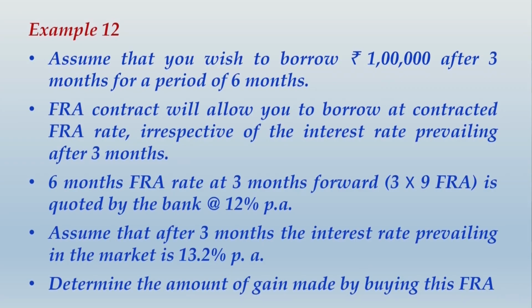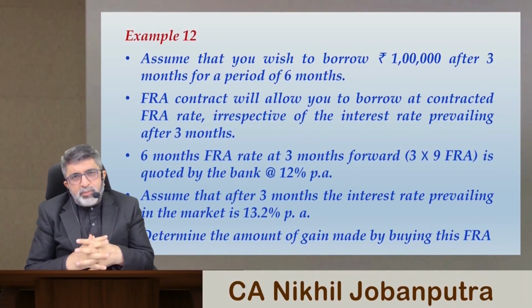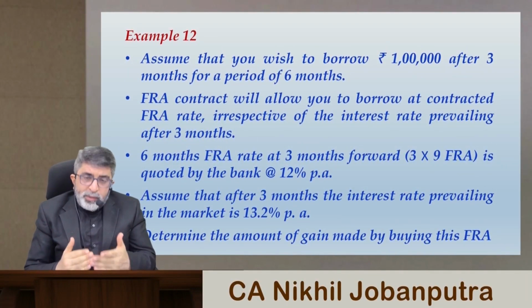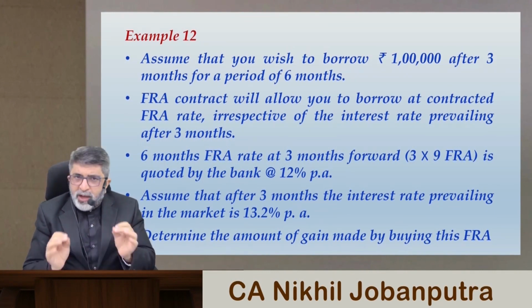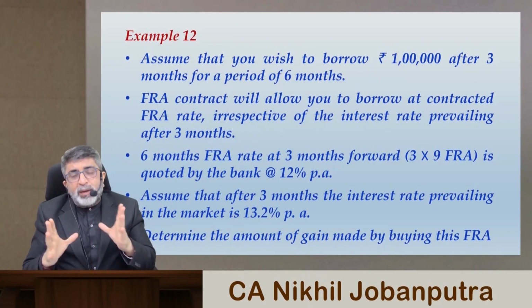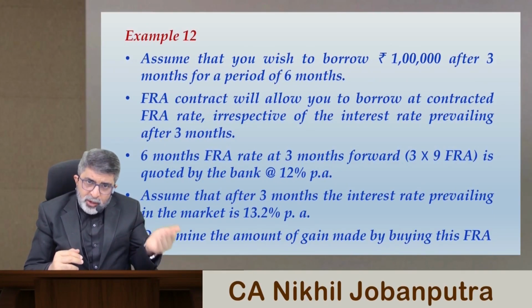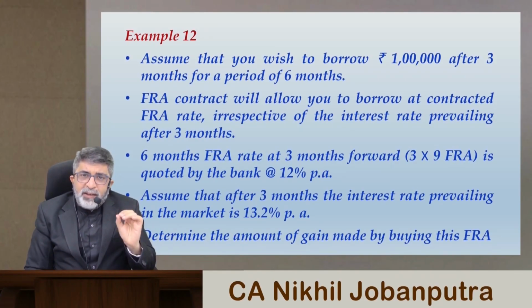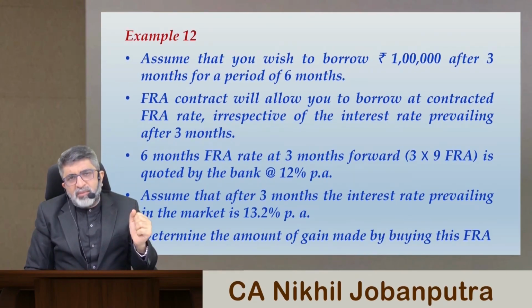Alright friends, now that you have written this whole thing, let me give you the required explanation, which is very, very important. You believe that interest rates will rise. So you have agreed to borrow at the FRA rate. The FRA rate in this example is 12%. You have agreed to borrow after 3 months for a period of 6 months at the agreed FRA rate of 12% per annum, and the notional principal is rupees 1 lakh.